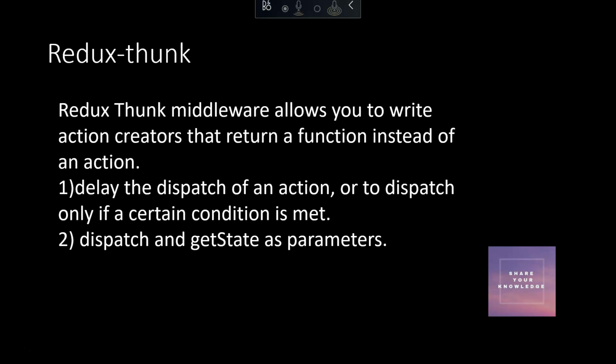This is mostly used for delaying the dispatch of an action, mostly for asynchronous functions where we have to wait for the response from the server. For that we use Redux Thunk, and this receives two parameters as inputs, dispatch and getState, which can be used for calling the reducer when we receive the value from the server, or when we are ready with the value. As you know, with this middleware, it will return a function instead of an action.